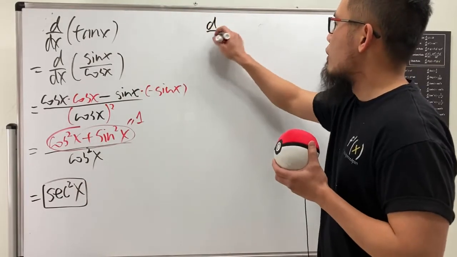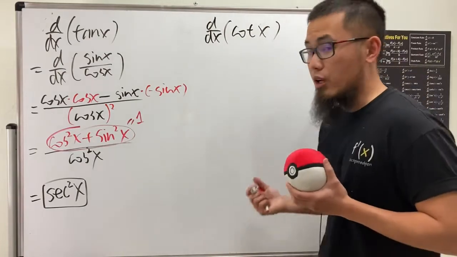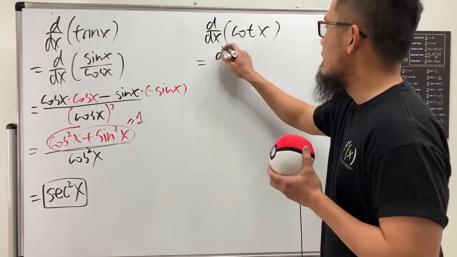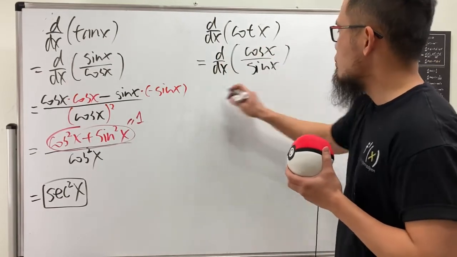Now let's do the reciprocal version of tangent x, which is going to be cotangent x. You can use the same thing that we did earlier, but I want to practice the quotient rule with you guys one more time. So this right here is equal to what? Yes, the derivative of cosine x over sine x. And again, let's use the quotient rule.